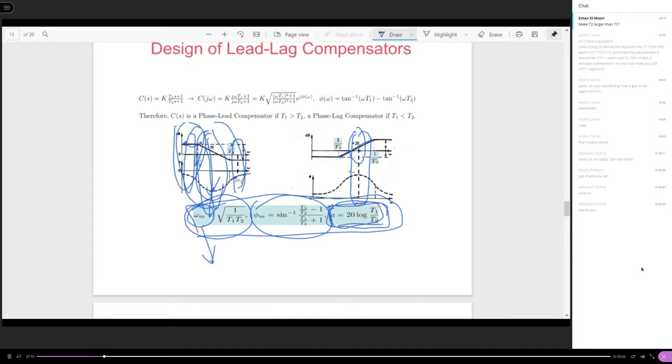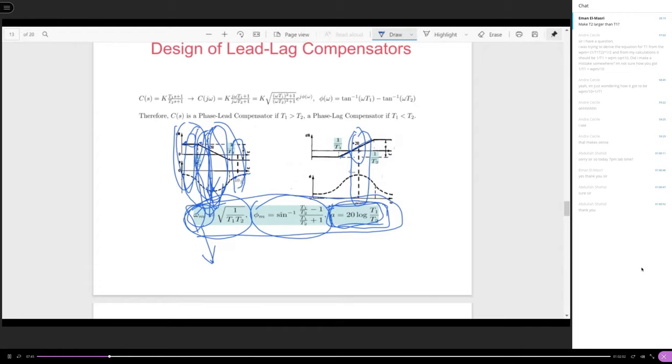Now, on the other hand, when we say that we are trying to avoid the negative peak phase for a phase lag compensator, this is very easy. We just need to avoid the 0 dB crossover frequency being right at this omega m. You see, the way to use the phase lag and the phase lead compensator is different.